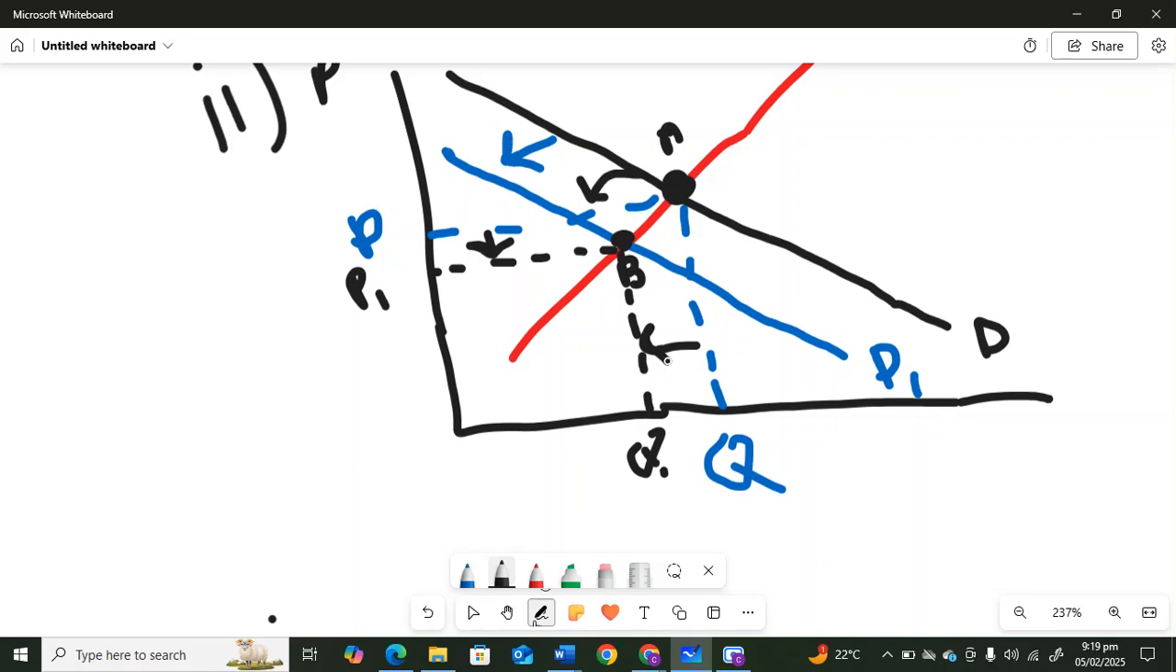Are we okay with this? Any questions? So here, the key for this kind of question is to just remember the shifters of supply.